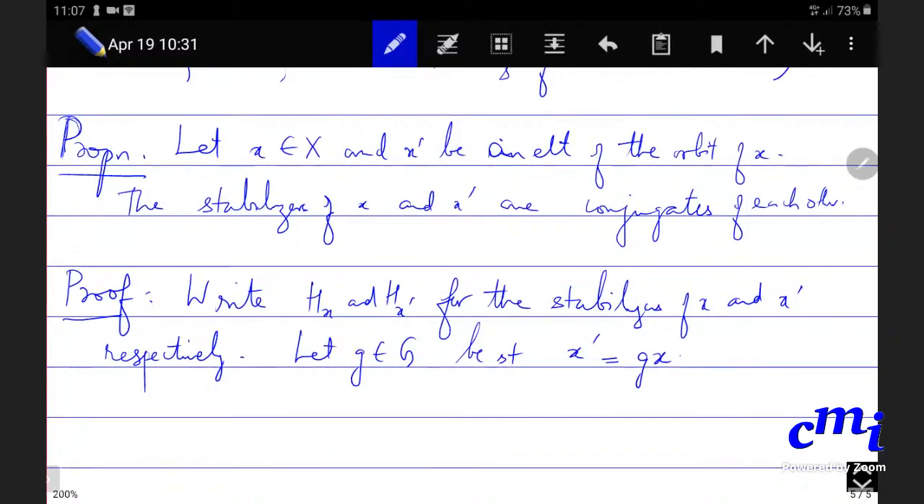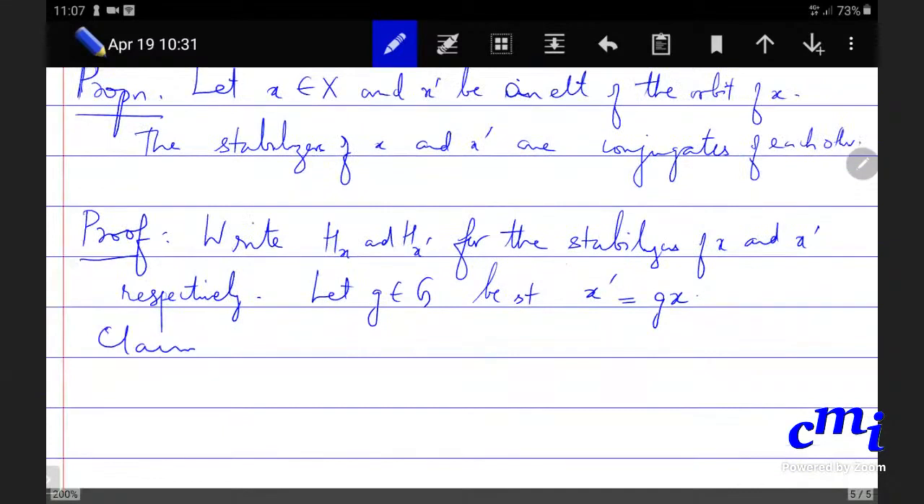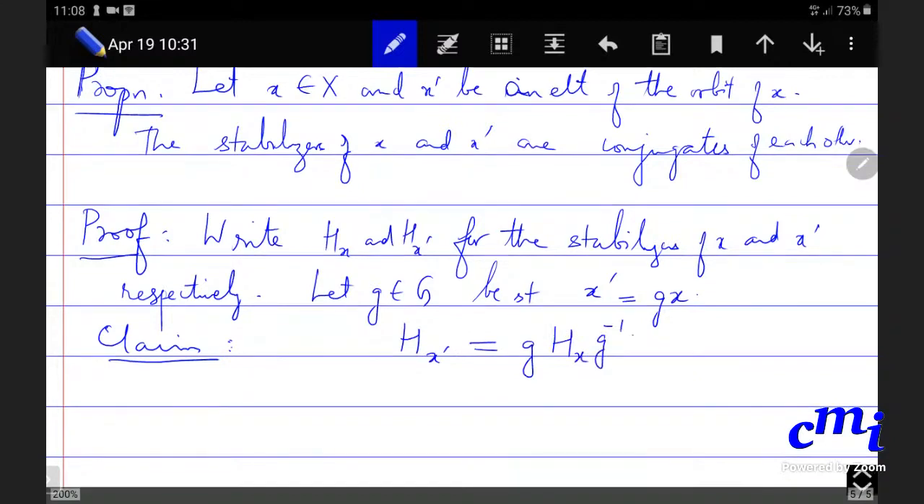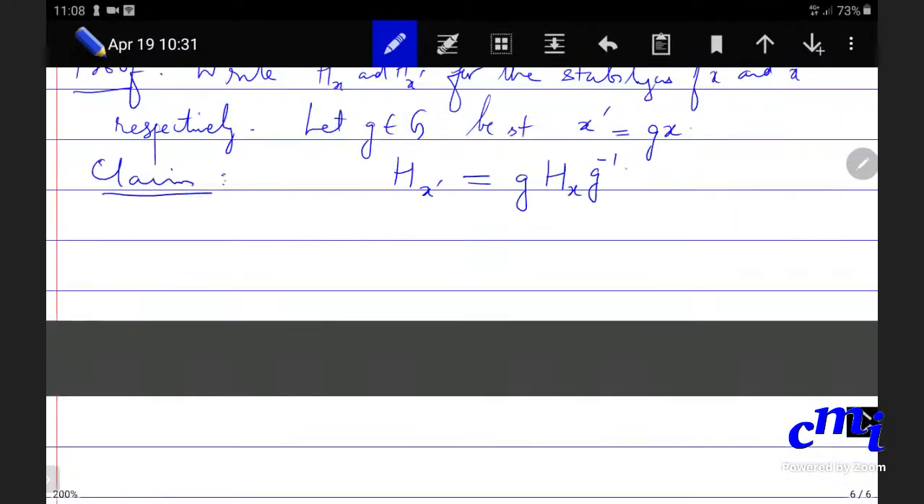So claim, analogous to what we had claimed earlier. So let me write it, let me get it in the right direction. H prime, X prime is g Hx g inverse. Okay. So that's what we would like to prove. And it is the g which takes X to X prime that gives the conjugation.